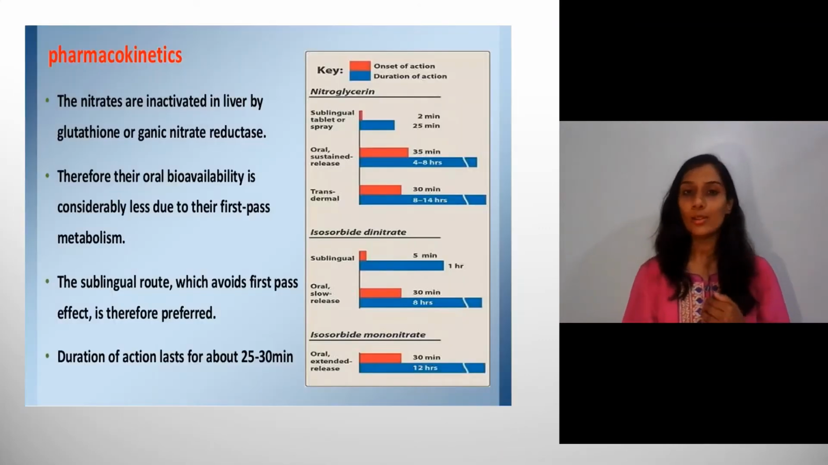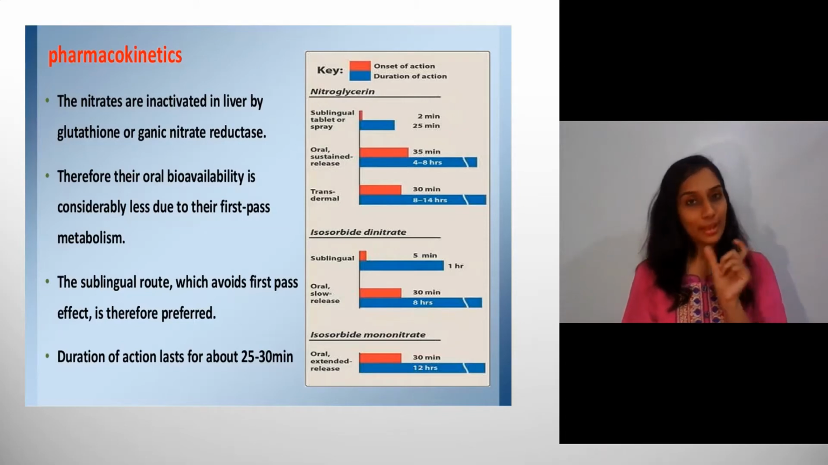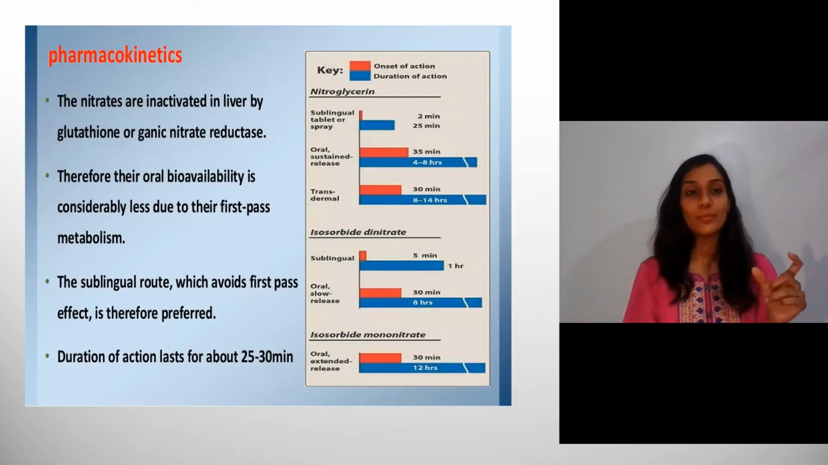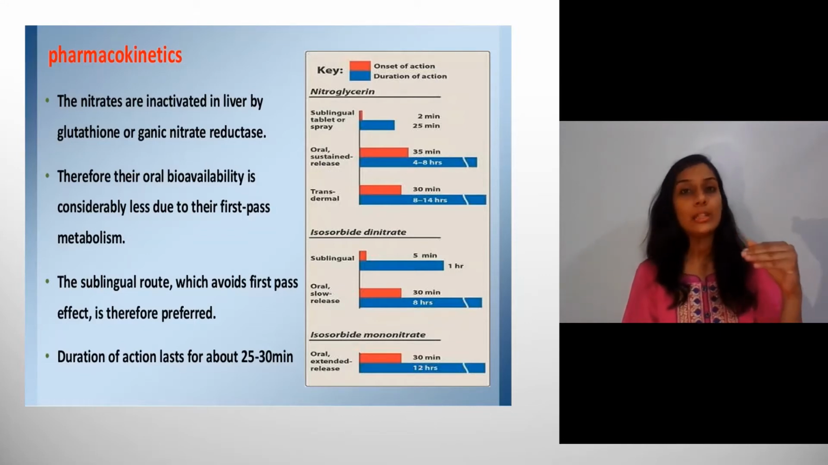Now the pharmacokinetics of nitrates. Nitrates are always used through the sublingual route, right? They are always available as tablets, whether it is nitroglycerin, isosorbide dinitrate, or isosorbide mononitrate. All these are available as oral tablets, because the first-pass metabolism of nitrates is very much less when it is taken orally. The nitrates are inactivated in the liver by glutathione or organic nitrate reductase.